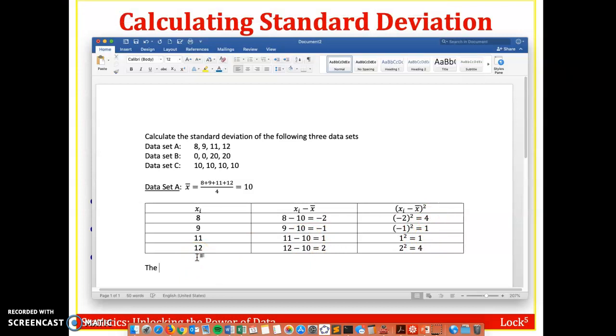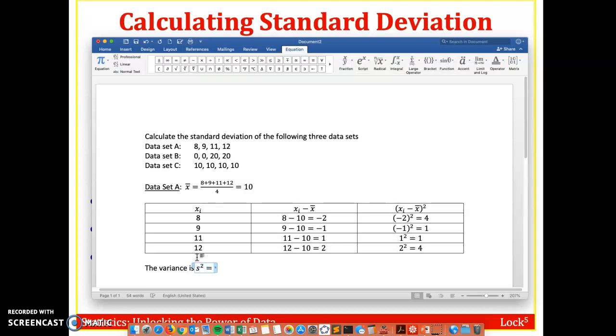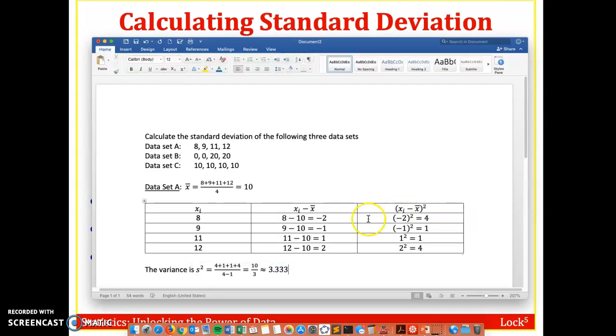And now we say the variance is denoted with an s squared. And that would be if we take that almost average. We're going to take the sum of the squares and then divide it by the number of observations, the size of the data set, minus 1. So that's going to equal 10 over 3. And we'll approximate that to about 3.333. All right, this is the variance of this data set.